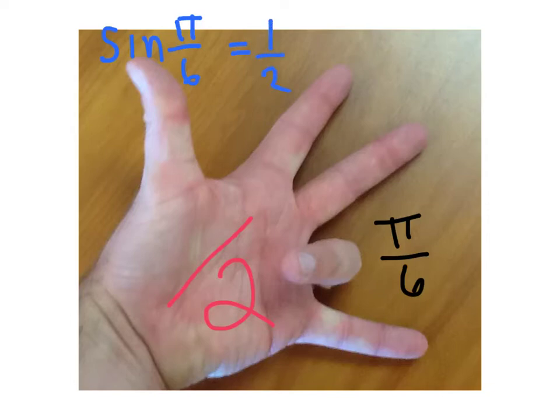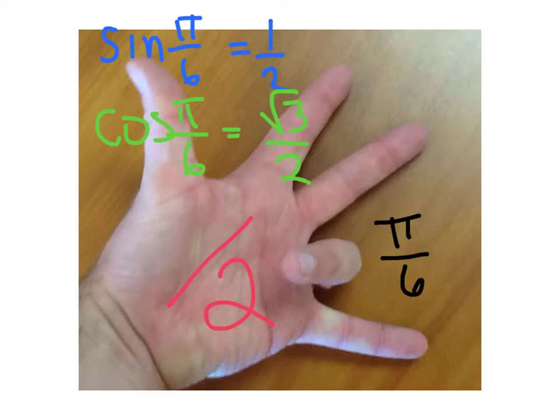And then let's say we want to know what the cosine of pi over 6 is. Well, there we're going to count horizontally. We're going to count from the thumb: 1, 2, 3. And remember, we square root our fingers and divide by 2. This will be the square root of 3 divided by 2.